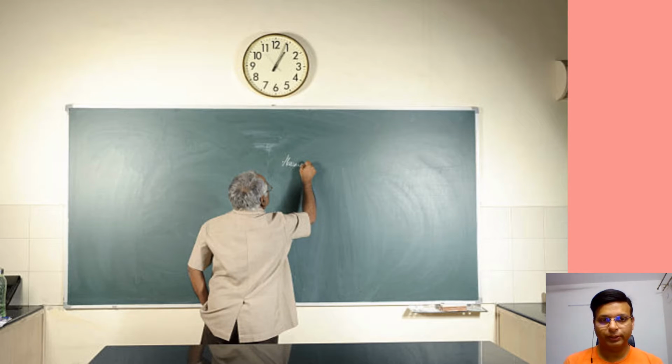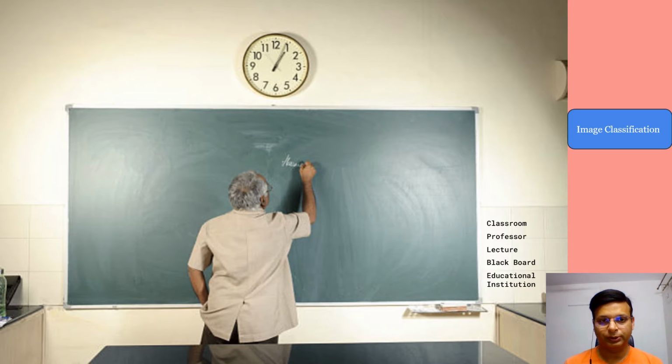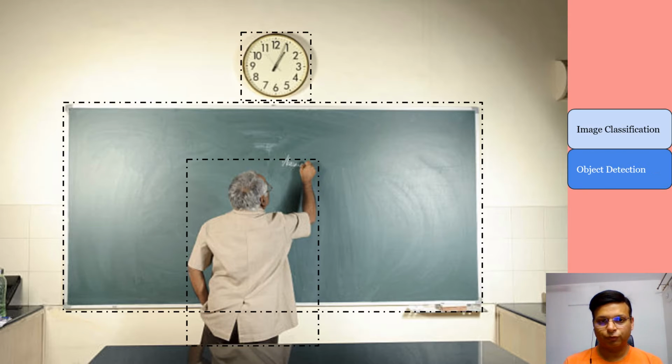Before we talk about CNN, let's talk about images. If I was to ask you, what do you see in this? Then the answer depends on the question that I'm asking. If the question is one of image classification, then the answer could be classroom, professor, lecture, blackboard, or an educational institution. If the question is of object detection, the answer could be drawing a bounding box across the professor, across the blackboard, or across the clock.